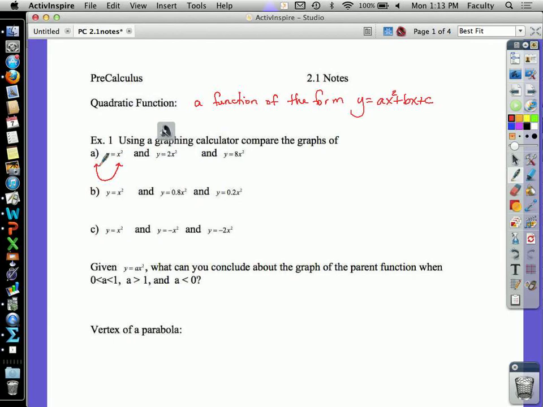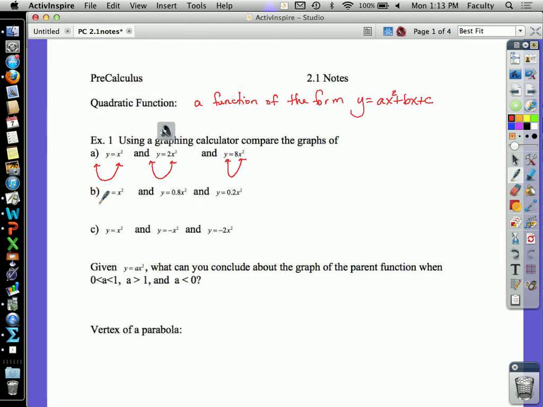If you make a little sketch of y equals x squared, then what do you know is going to happen with y equals 2x squared? Vertical stretch. Good. It's going to be a little bit skinnier than that one. And then y equals 8x squared is going to get really skinny, a vertical stretch, okay?